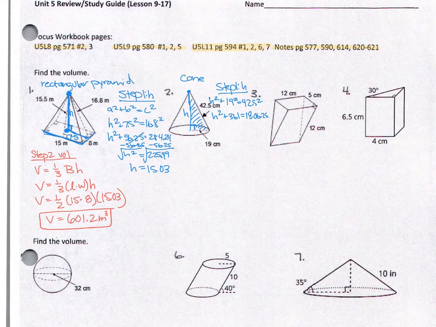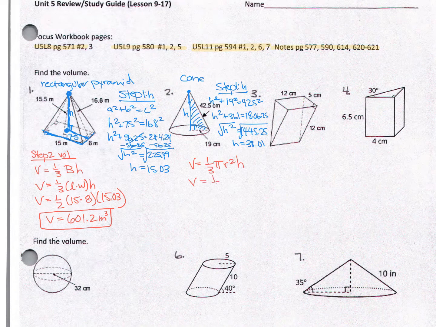We're going to subtract 361 from both sides, and I get H squared equals 1,445.25. Take the square root of both sides. I'm almost done. And I get H is 38.01. So now I'm going to use that to calculate the volume of my cone. So I go to my formula sheet. The volume of my cone is 1/3 pi r squared h.